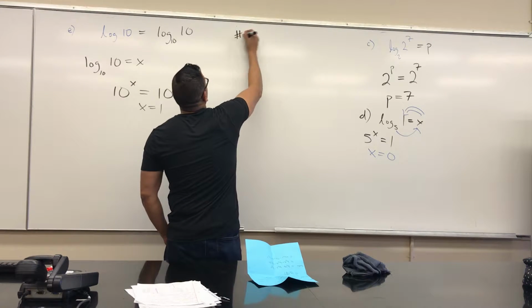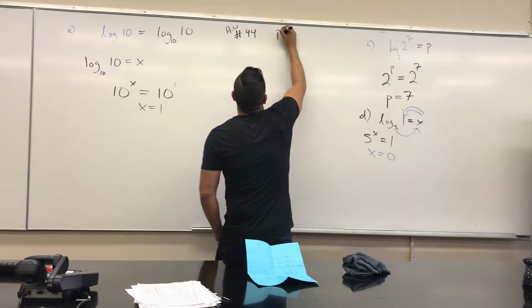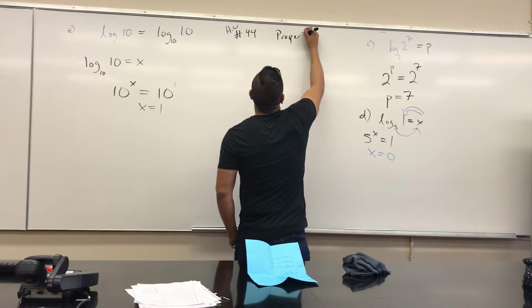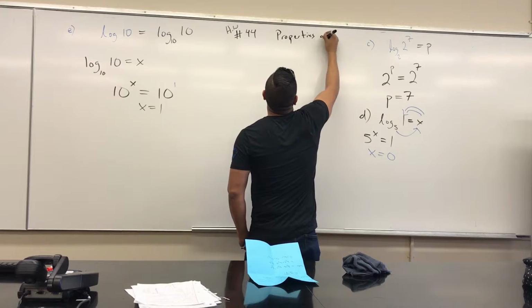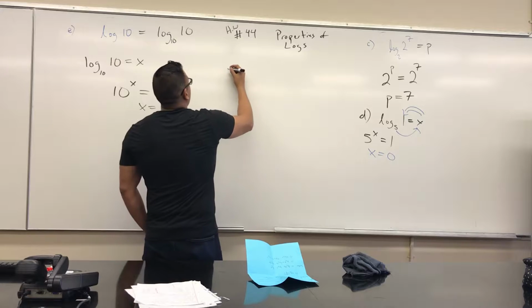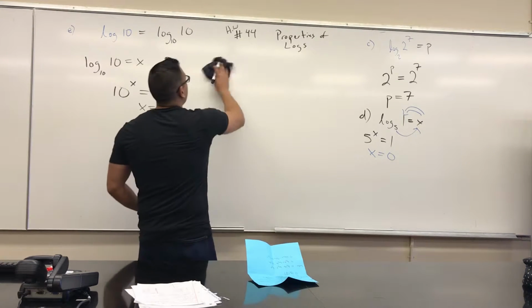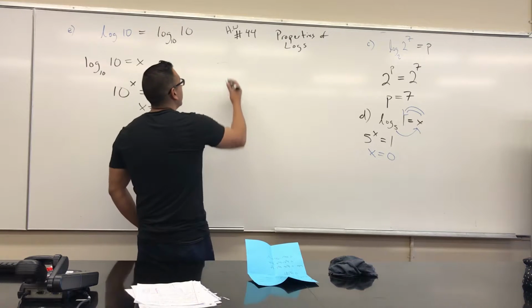So this is homework. We're gonna look at homework number 44. And we're gonna look at all these various properties of logarithms. Alright, so let me give you, I'll just call them property number 1.